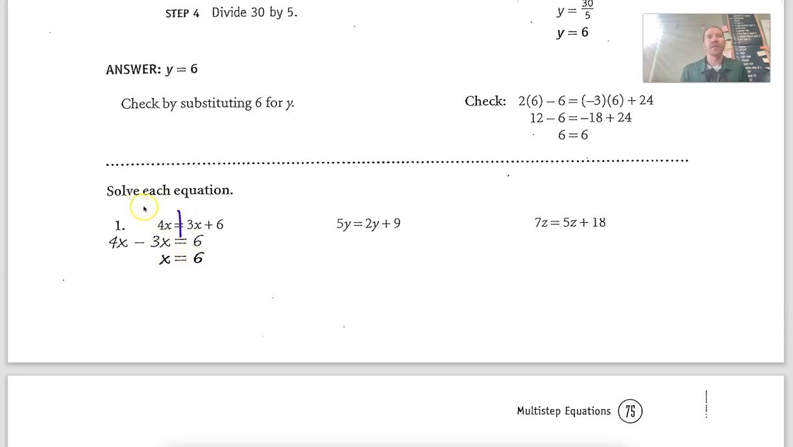We can still check that. We can say, is 4 times 6 equal to 3 times 6 plus 6? We can check their work there. But I'm just going to get into the next problem here.